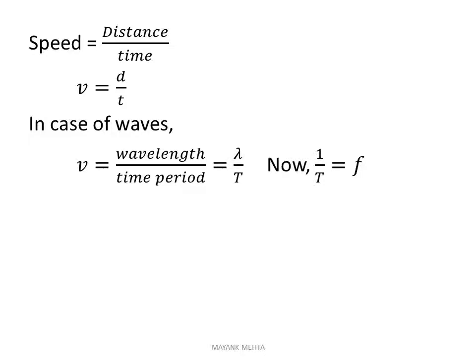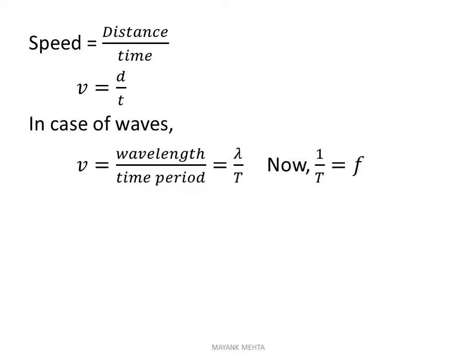Now frequency and time period are reciprocal to each other. That means 1 by frequency is time period and 1 by time period is frequency. Again remember this thing, because time period is the time required for one wave and frequency is the number of waves in 1 second. So they are reciprocal functions.